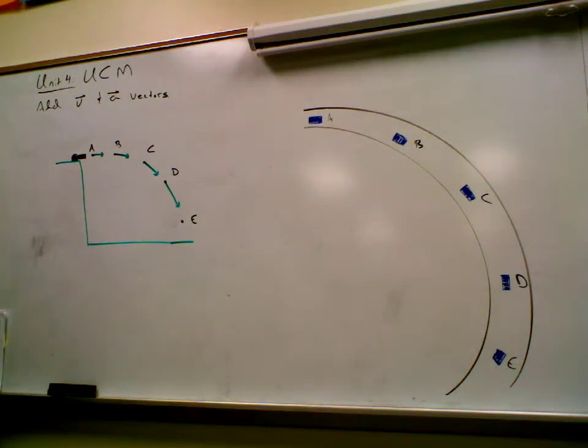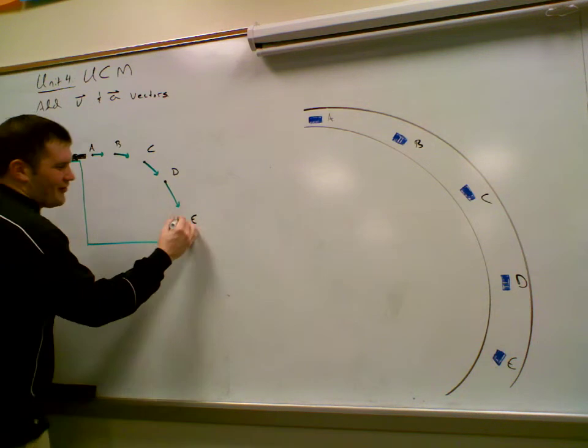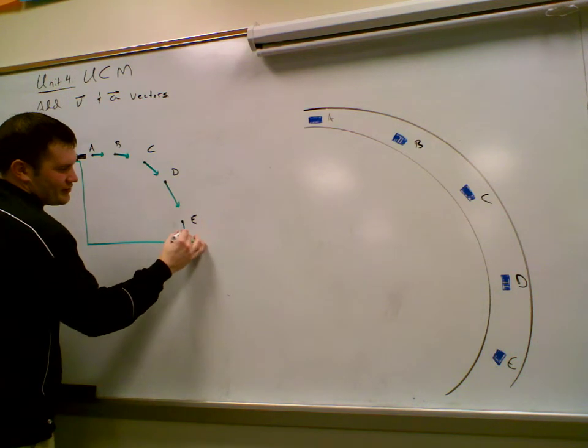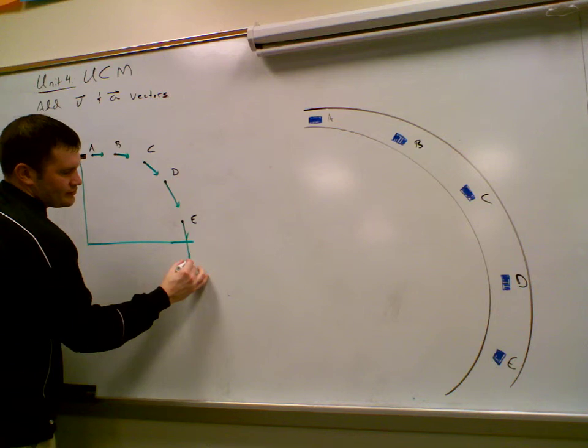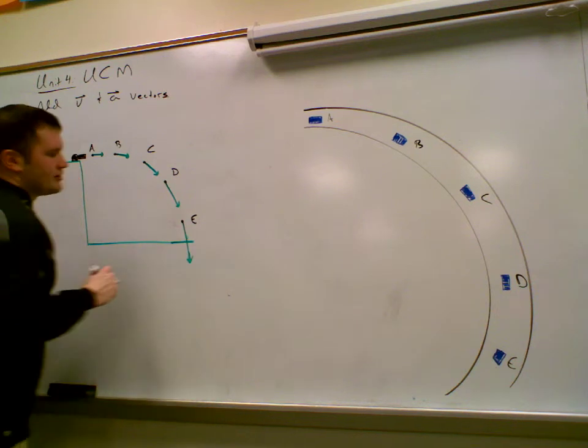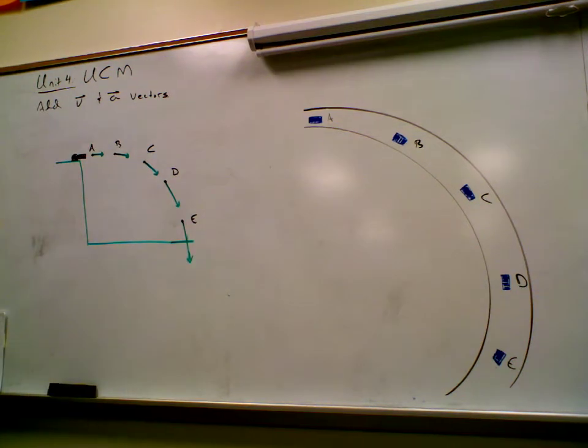What about E? Larger, which way? It's down. Okay, down. So, A, B, C, D, and E. Does that make sense?